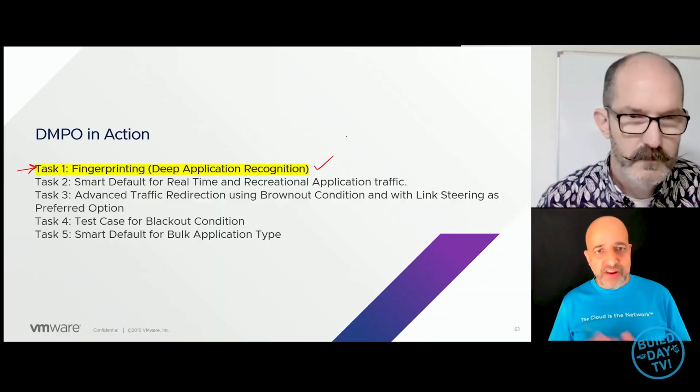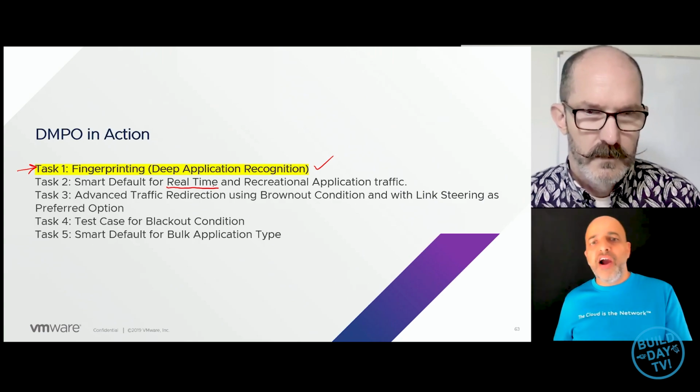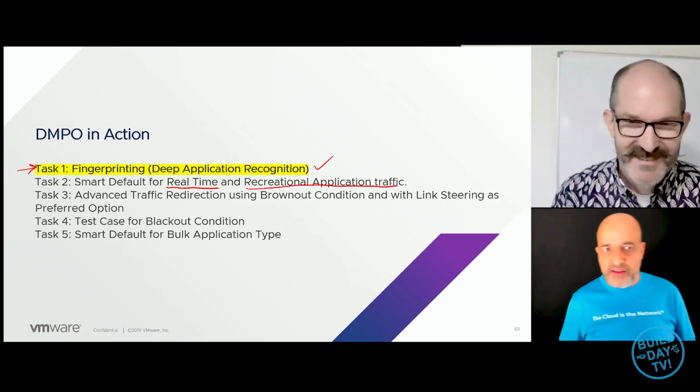So with that, let's move on to task number 2, Alistair, if we are ready for that. We will check out the real-time and the recreational application. Yeah, it didn't look like your family was on that same network link, because there wasn't nearly enough video streaming going on, if it's anything like my family.